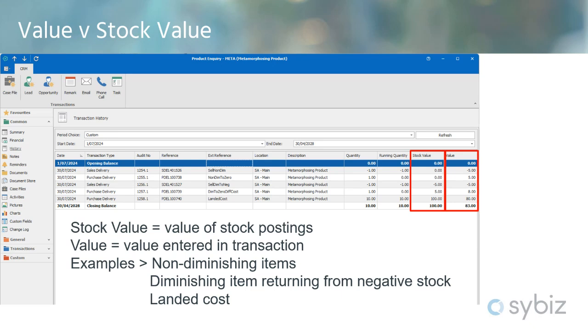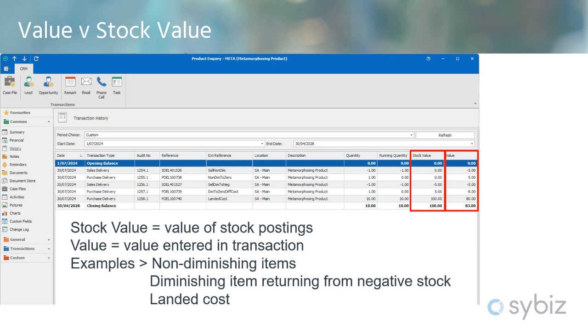And then the final example there is landed costs, where we're buying 10 in, and even though we're still using that $8 unit cost, we've had a $20 landed cost. So the stock value, the value that's used for posting in the system, is the $100, whereas the value that was actually keyed in at the line level is $80 in total. Again, that was just to summarize why you do get the differences in stock value versus value. If that's one of those things you've seen in your own system and scratched your head on occasions as to why they differ, that's pretty much the explanation of those reasons.